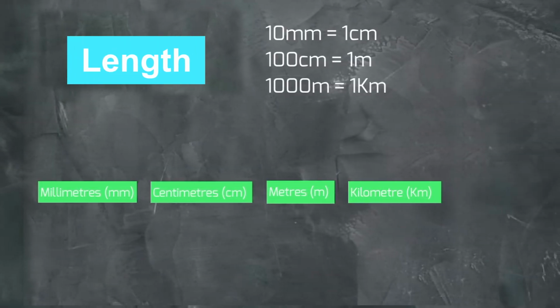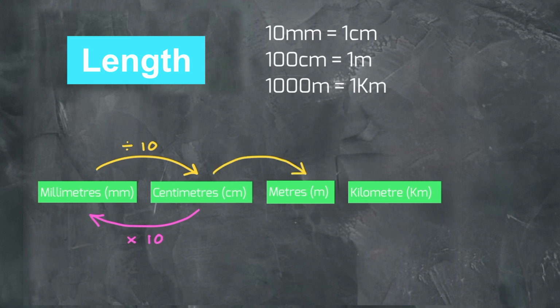Now that we understand our units of measure, let's take a look at how we would convert between these units of measure. We will start off by looking at length. There are 10 millimetres in 1 centimetre, there are 100 centimetres in 1 metre, and there are 1000 metres in 1 kilometre. To convert millimetres to centimetres, we divide by 10 because there are 10 millimetres in 1 centimetre. To convert centimetres to millimetres, we would multiply by 10. To convert centimetres to metres, we divide by 100 because there are 100 centimetres in 1 metre.